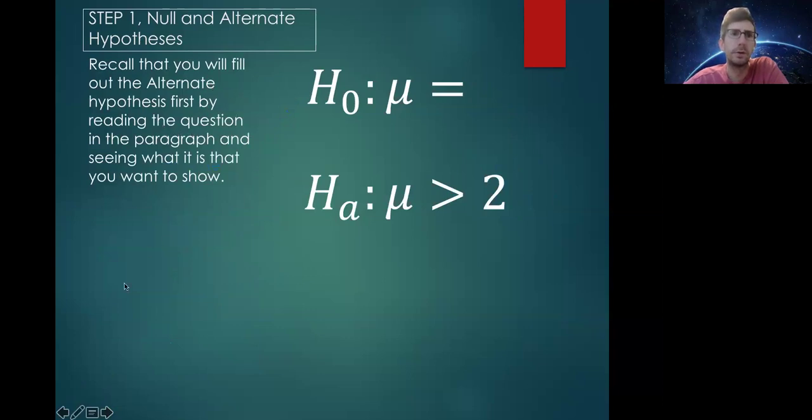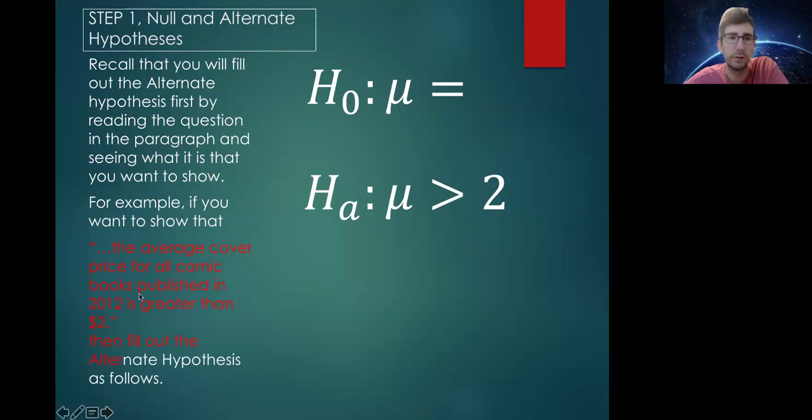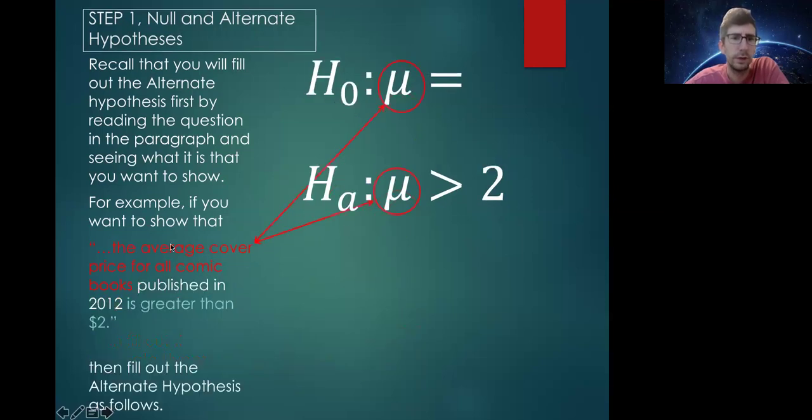So we're going to fill out the alternate hypothesis first. This is just an example for a population mean. So now let's say we had a question that said, test whether the average cover price for all comic books published in 2012 is greater than $2. And then fill out the alternate hypothesis. So it's asking about the average cover price for all comic books, so we know we're using a population mean. This part here, the average cover price, is how we determined it was a population mean. And then the question says, is greater than $2.